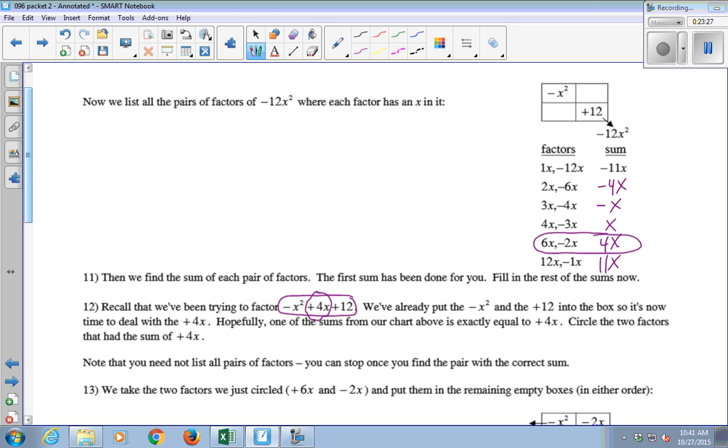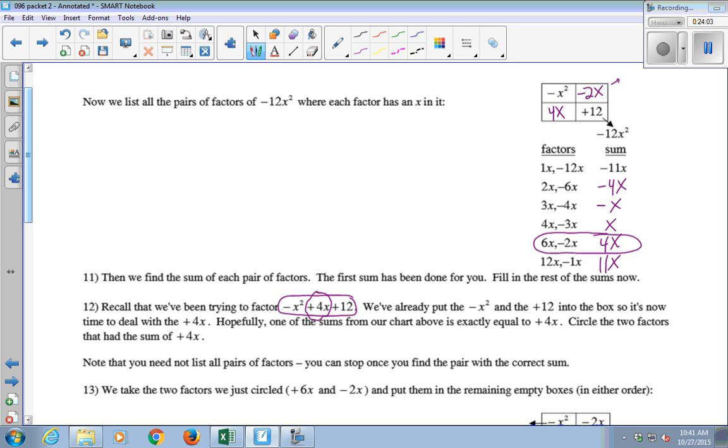There are a set of factors that multiply to negative 12x squared and add up to 4x. Those are the two factors that we put in the remaining empty boxes in either order, right? I'll put negative 2x here and 4x here. I could switch them. I could put the 4x there and the negative 2x there. It doesn't matter. So now I've put in two factors, two expressions.